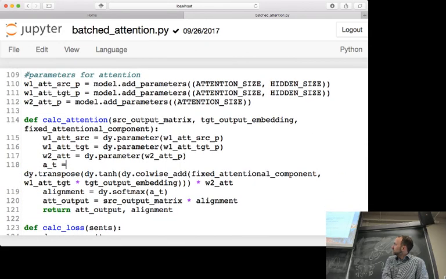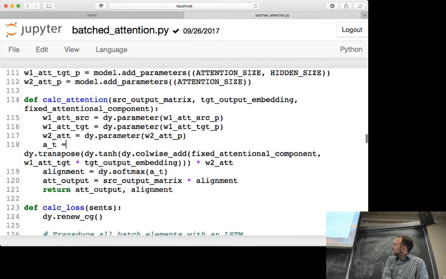Then when you calculate attention, basically here we add this attentional component beforehand. Then we multiply the weight matrix for the target with the target output embedding. We multiply this by the weight vector 2, like I showed in the slide, and then we take the softmax. And then based on the output, we take the source vectors and multiply these by the attention weights to get the combined vector.